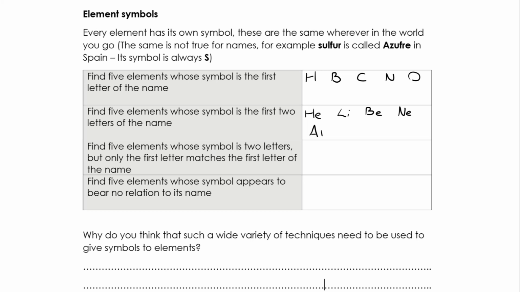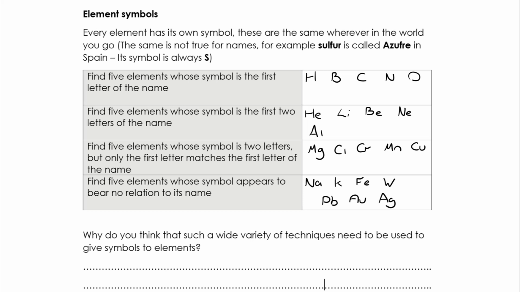There are others. When we're looking at elements whose symbol is 2 letters, but only the first letter matches, there's quite a few of these as well. I've gone for the first 5. They are magnesium, chlorine, chromium, manganese, and copper. And finally, it was elements that have got absolutely nothing to do with the name. The symbol seems totally unrelated. We've got sodium, which is Na from natrium, potassium, K from kalium, iron, Fe from ferrous, W is wolfram, but that's actually tungsten.